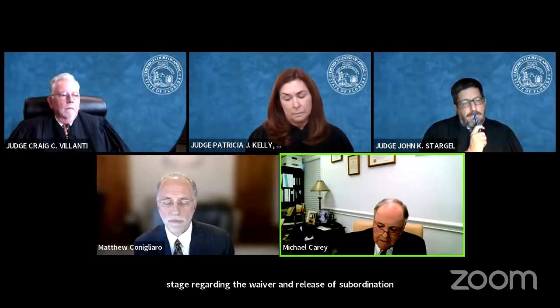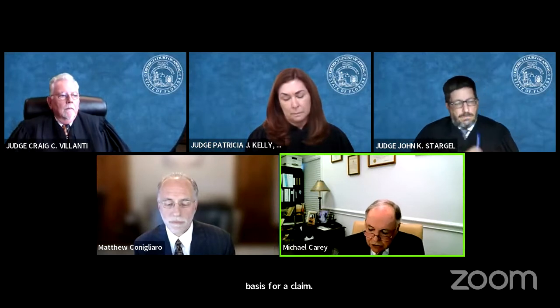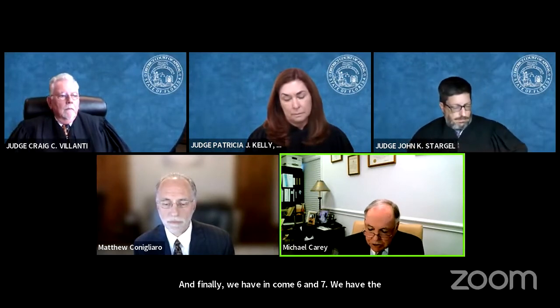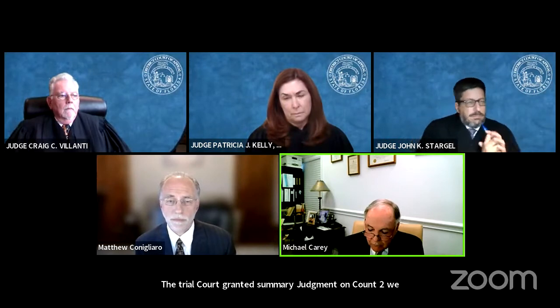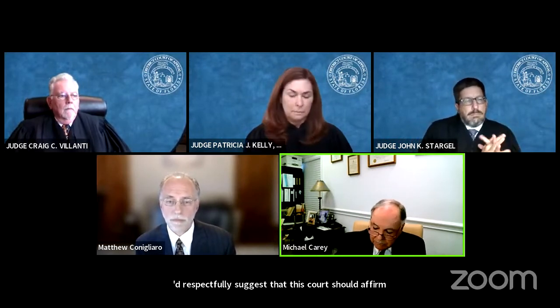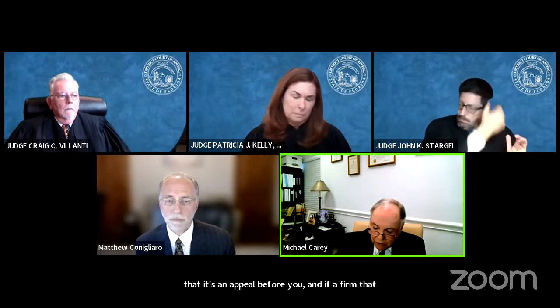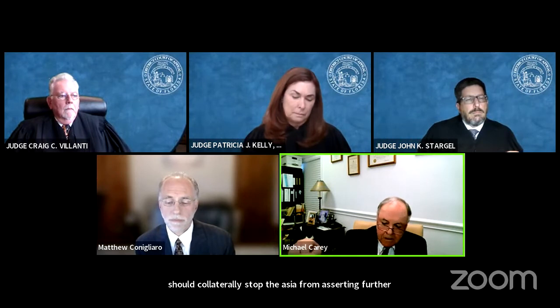And finally, in counts 6 and 7, we have the allegations of disposition of DSPP assets. The trial court granted summary judgment on count 2. We'd respectfully suggest that this court should affirm that. It's on appeal before you. And if affirmed, that should collaterally estop Tenacia from asserting further claims regarding the disposition of DSPP's assets.